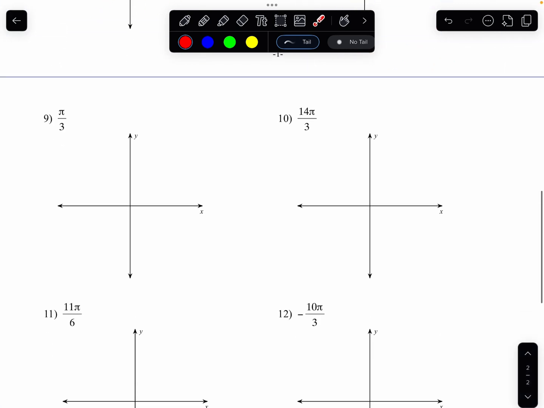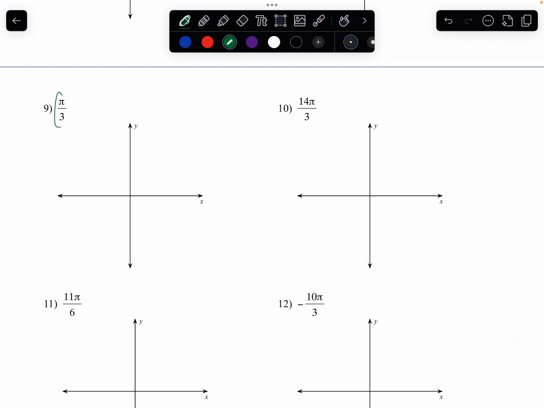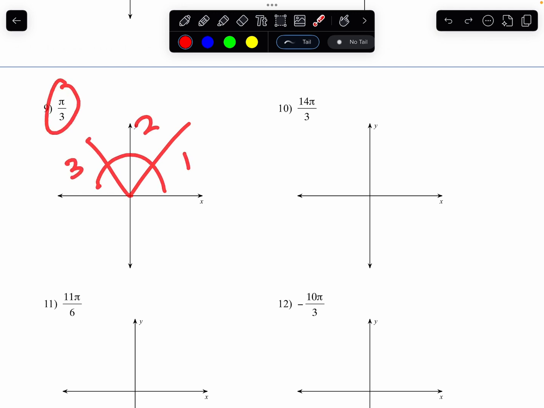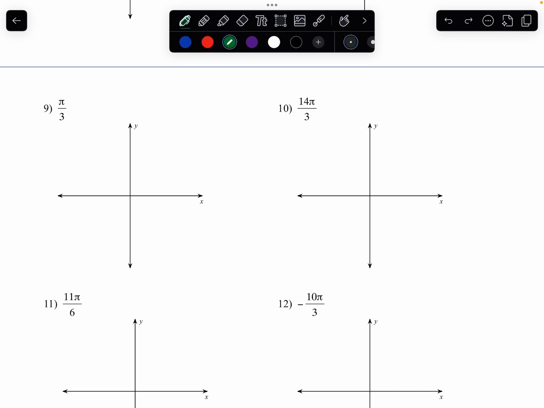All right, we got a couple more. Pi thirds. Imagine you split this half into 3 parts, 1, 2, and 3, and we only need 1. So that just means that the angle should just be right there.